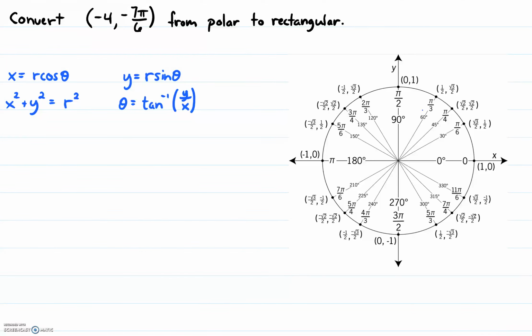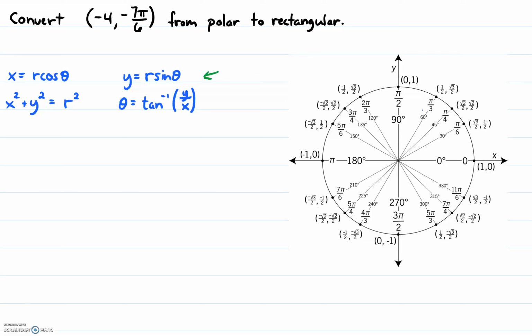In this video, we're going to convert the polar point (-4, -7π/6) into its equivalent rectangular form. To do this, we're going to use what you see written in blue, where x is equal to r cosine theta, y is equal to r sine theta, and then the other two conversions you see are only useful if we're going from rectangular to polar. So we're not going to use those for this video, we're just going to use these first two.